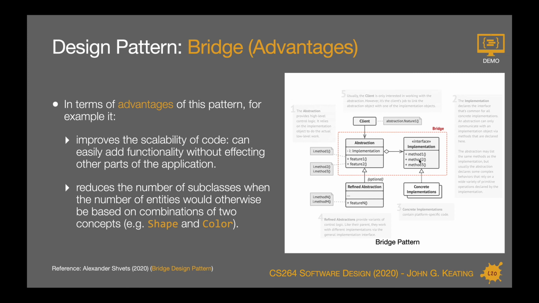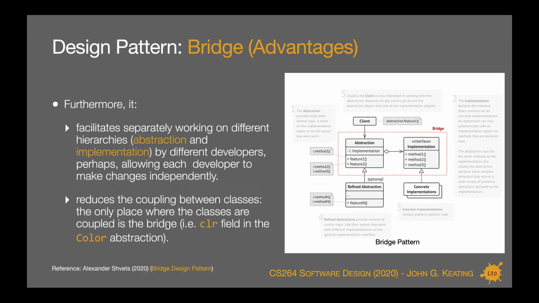So in terms of the advantages of the bridge pattern then, it improves the scalability of our code. So we can add new functionality without affecting other parts of the application. It reduces the number of subclasses when the number of entities would otherwise be based on combinations of two concepts, for example, shape and color. It doesn't look like it when we're just looking at two shapes and two colors, but believe me, it does work. You can do the numbers yourself, of course.